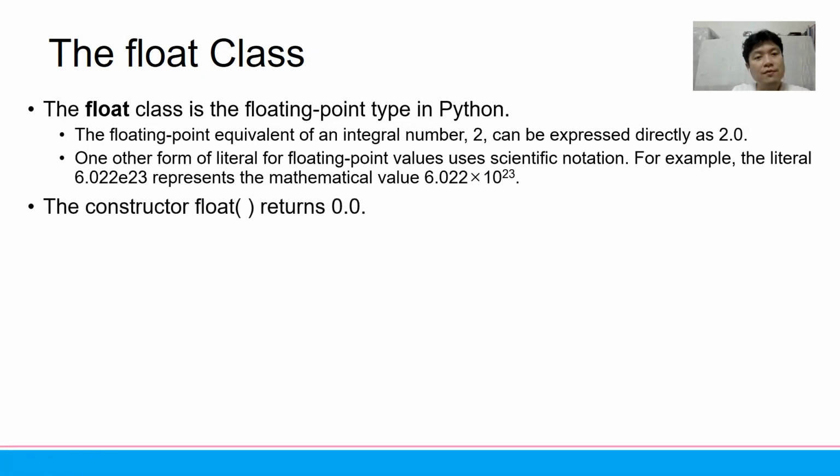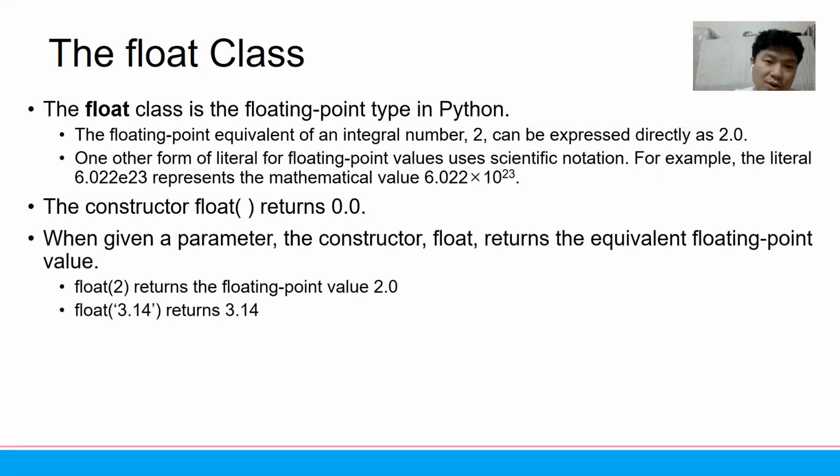If you have no value for the float class, then it will return 0.0. If you have an integer value, then it will return a floating point, 2.0. And the same as the integer class, when you do a conversion from a string, like float with a single quote 3.14, it will return 3.14.